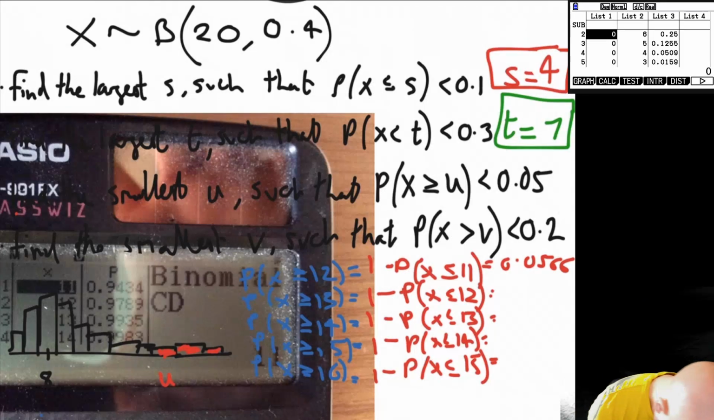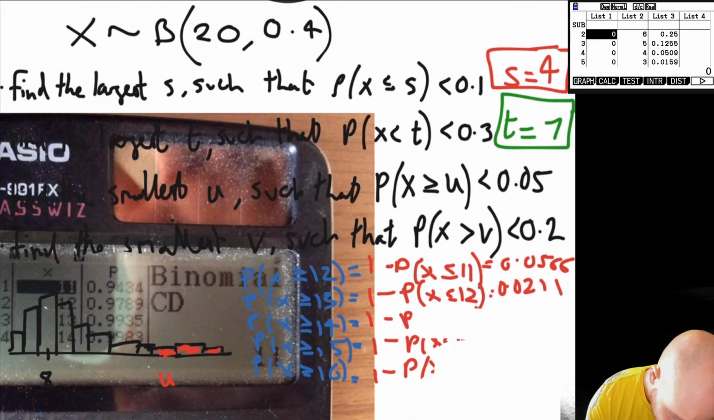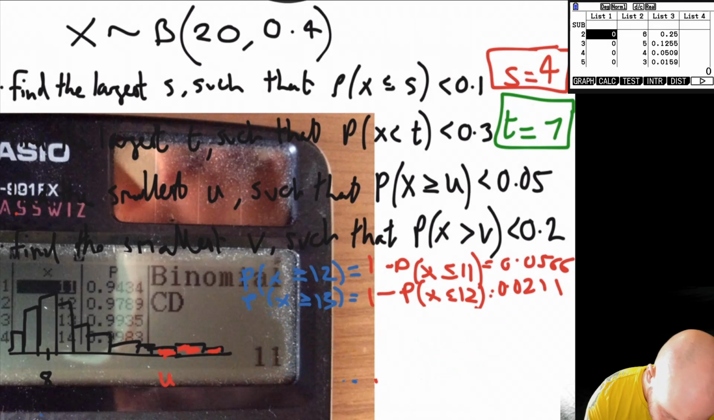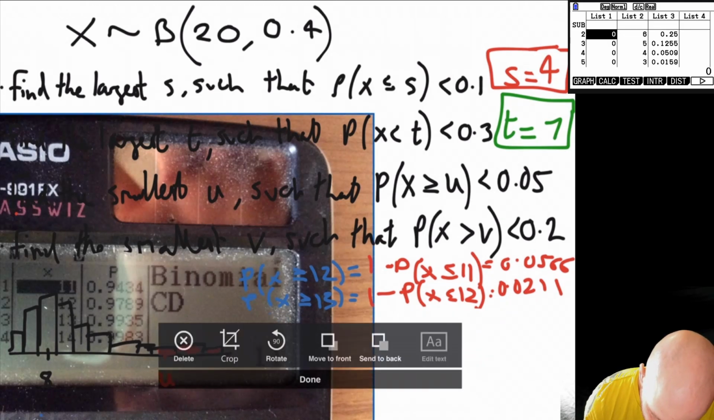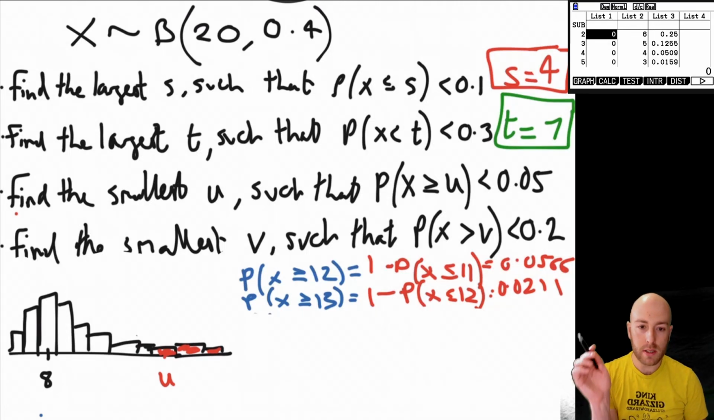Next one, 0.0211. So I don't actually need any of the other ones there. I can get rid of those. So we found it was this one here. That is the first one where the probability is less than 0.05, and that gives us greater than or equal to 13. So U there is going to be 13.